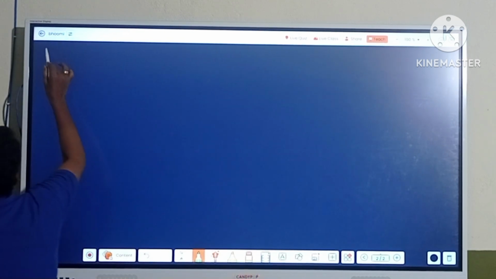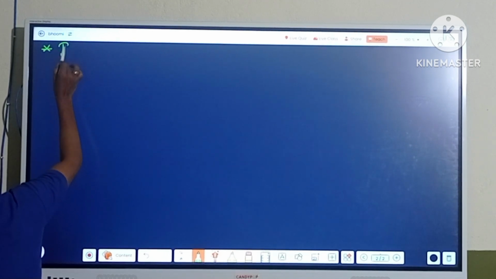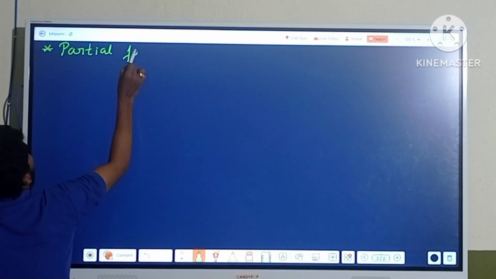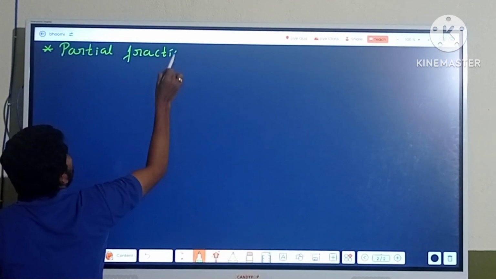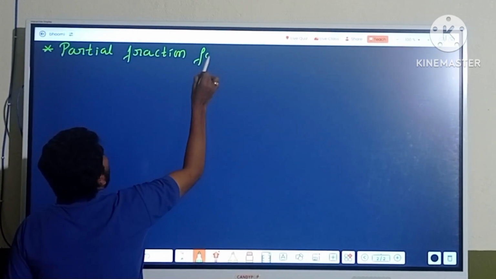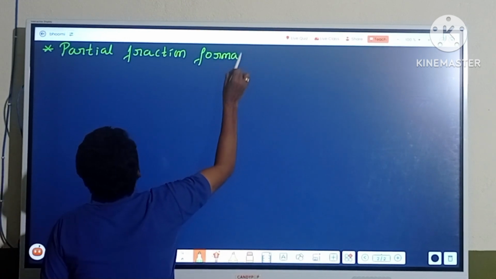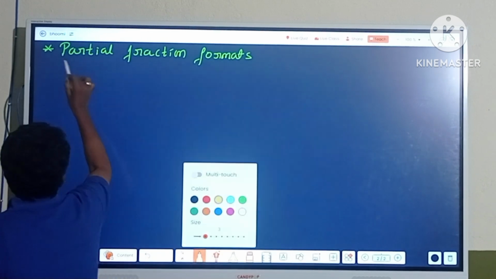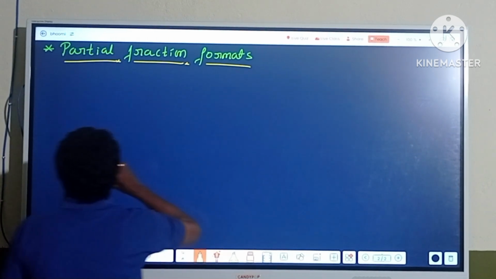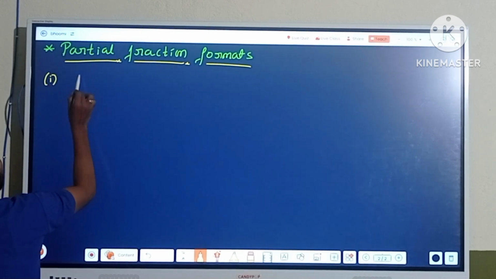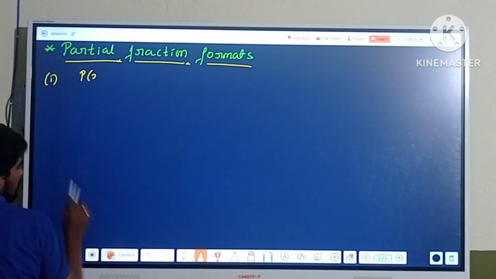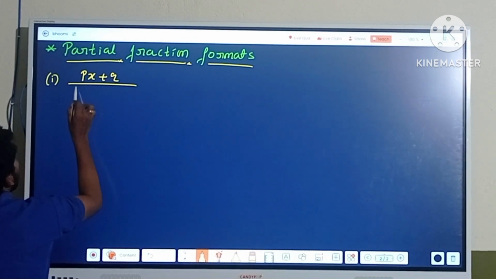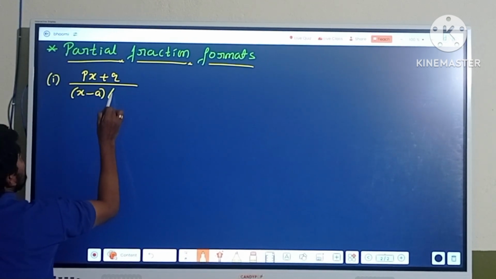Now, some important partial fraction formats. In that, the first one is (px + q) divided by (x - a)(x - b).